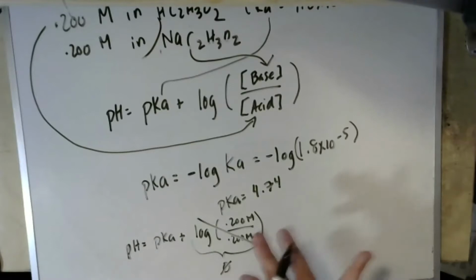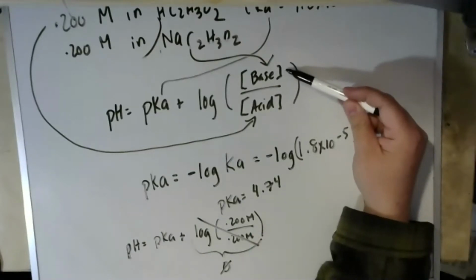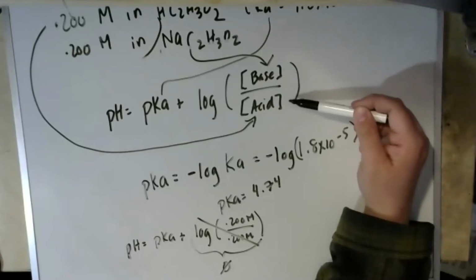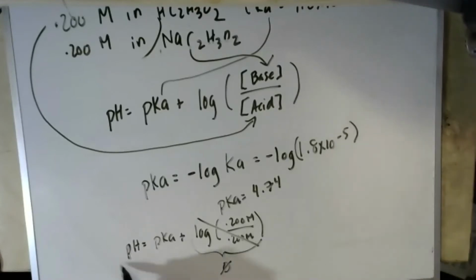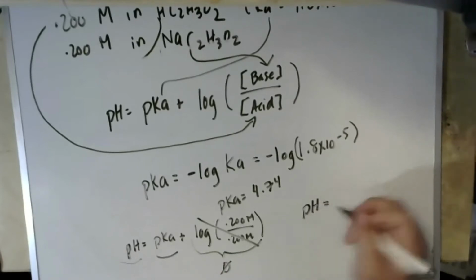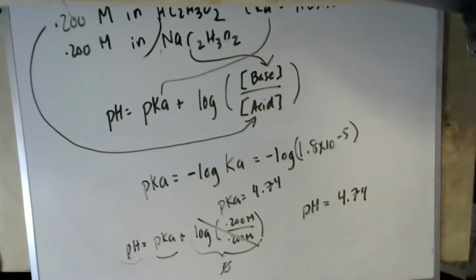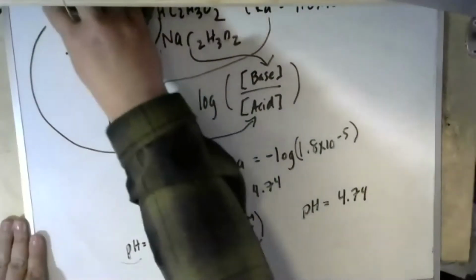So for this particular example, when the concentration of my base is the same as the concentration of my acid, my pH is going to be equal to my pKa. So my pH is going to be 4.74, which is what we found in the last example, so that shouldn't really be a surprise. Okay, so let's look at another example.